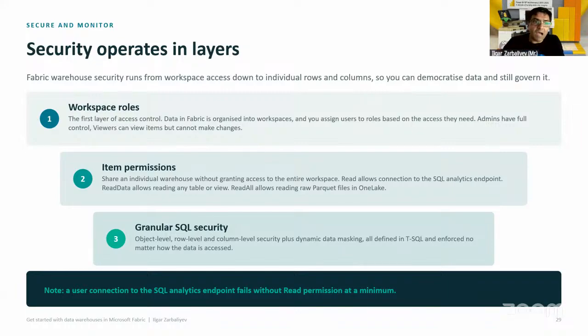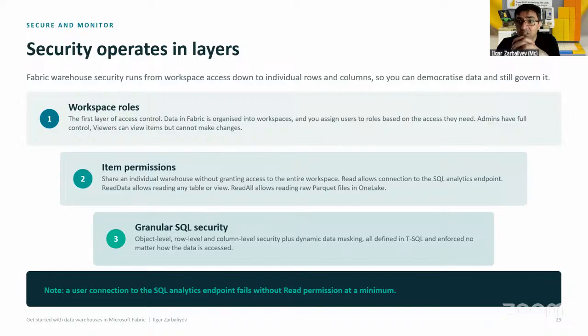Layer 2, item permissions. In addition to workspace roles, you can grant item permissions to share an individual warehouse without granting access to the entire workspace. This granularity is useful when you need to share one warehouse with specific users for downstream consumption. There are three to know.